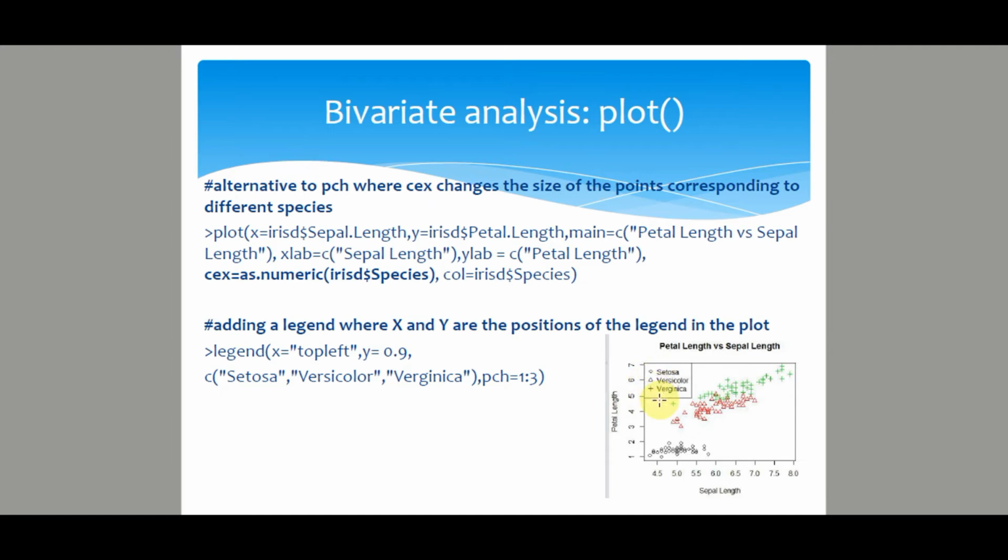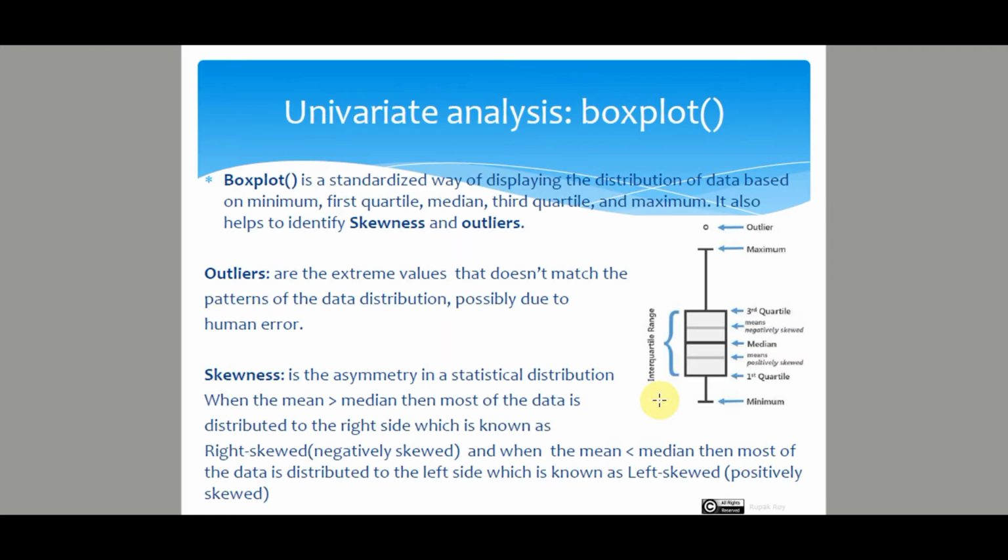Next is our univariate analysis. Boxplot is a standardized way of displaying the distribution of data based on minimum, first quantile, median, third quantile, and maximum. It helps to identify the skewness and outliers. Outliers are the extreme values that don't match with the patterns of the data distribution, possibly due to human error.